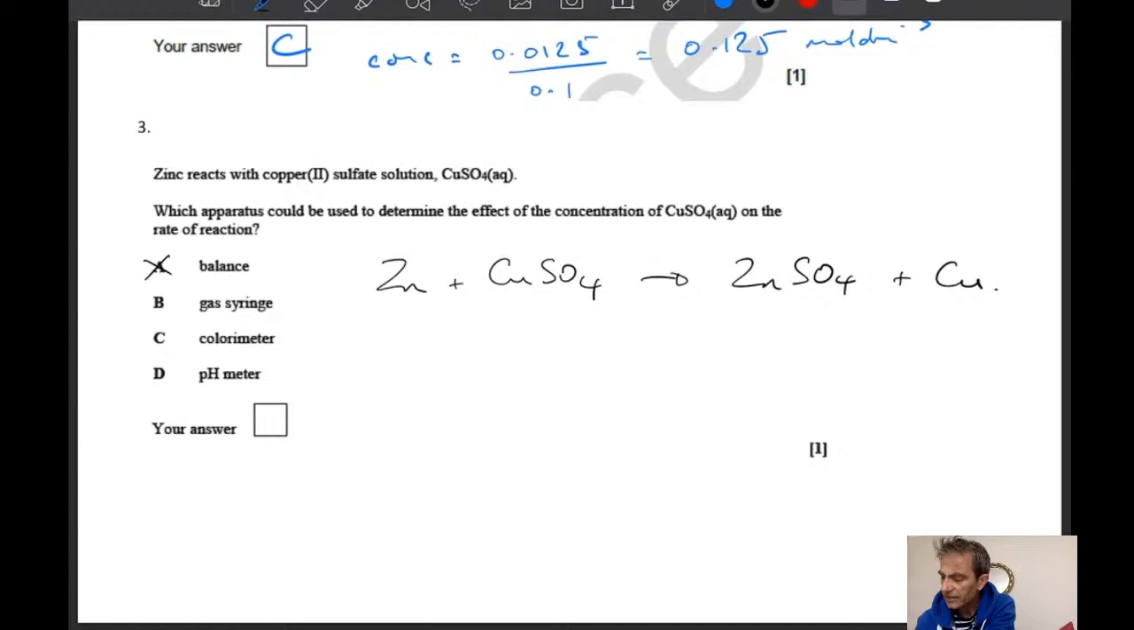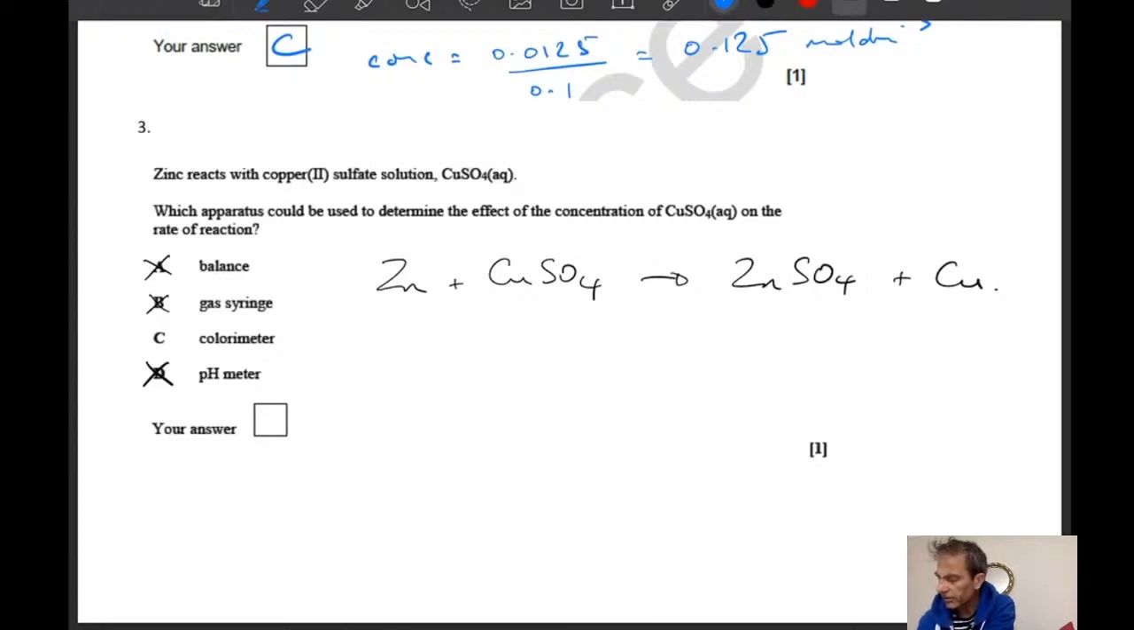You can't use a gas syringe for the same reason as before. No gases are being produced in this reaction. Okay, I'm going to jump to the other wrong answer, the pH meter. There are no H+ ions in this reaction mixture, and so therefore the pH isn't going to change. So we couldn't monitor the pH. So obviously the colorimeter is the only one left.